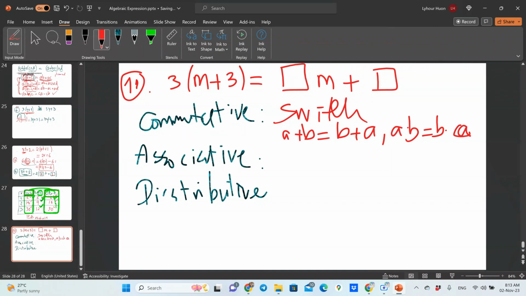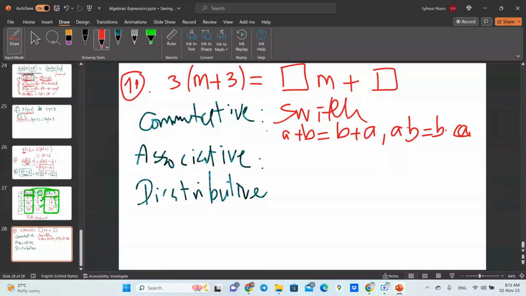What is associative? Associative is like, oh, hold up. Hmm. Where are my notes? This is not my notes. Yesterday's, second, right? Where are my notes?